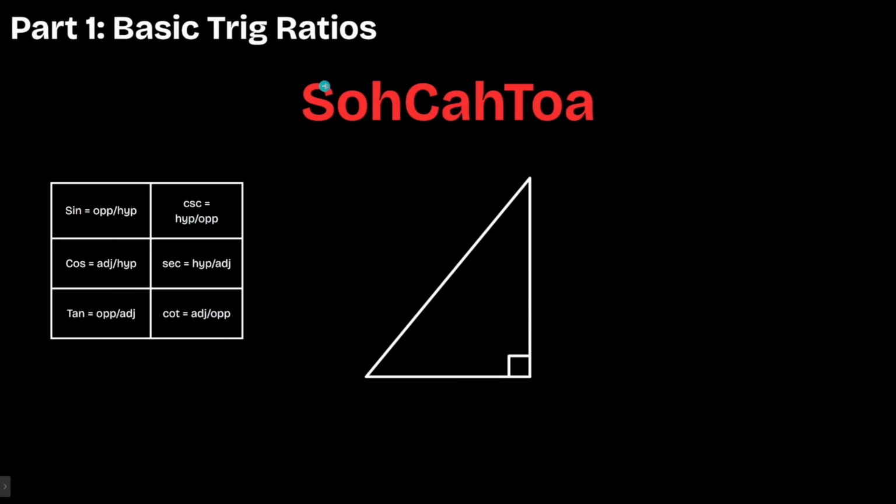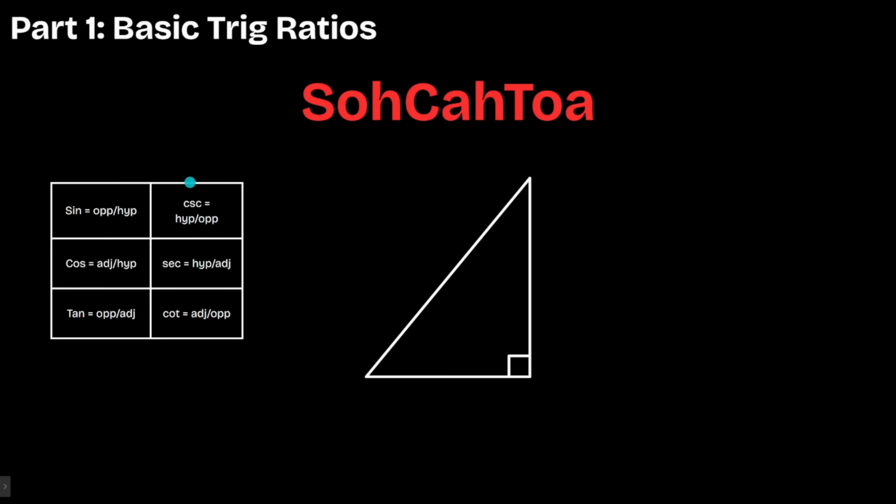I'm sure you've all seen SOHCAHTOA before. So, if you don't know what it means, the first part stands for sine. The second part stands for cosine, and the third part stands for tangent. And so sine is equal to opposite over hypotenuse. And I have it all written over here, opposite over hypotenuse. Cosine is adjacent over hypotenuse. And tangent is opposite over adjacent.